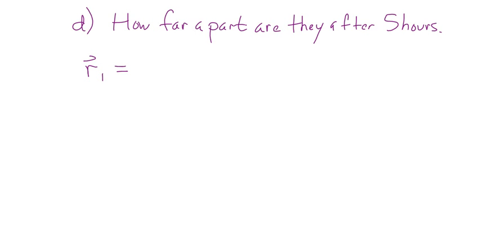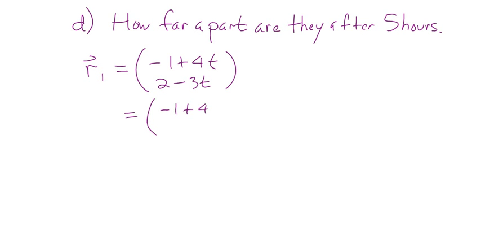Wait, how far apart? You figure out the displacements, right? Where are they? What's R1 equal to? -1 plus 4 times 5, and 2 minus 3 times 5. Okay, which is, for this particular case, 19, and 2 minus 15, which is -13. So 19, -13.